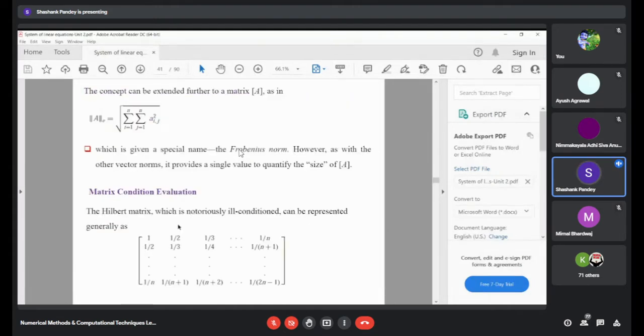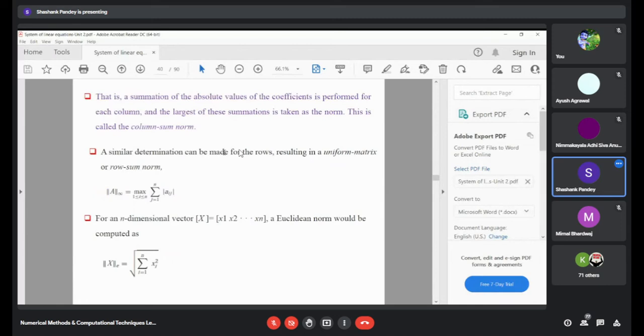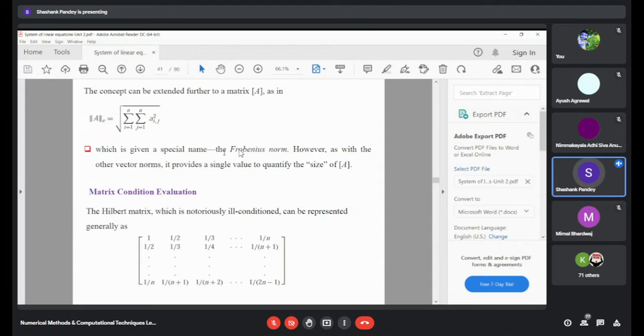Another norm for a matrix is the Frobenius norm. What is the Frobenius norm? We square all the coefficients and take the square root, and this we call the Frobenius norm. So there are three norms for the matrix: the Frobenius norm, the column sum norm, and the row sum norm. We will see what the advantage of calculating these norms is.